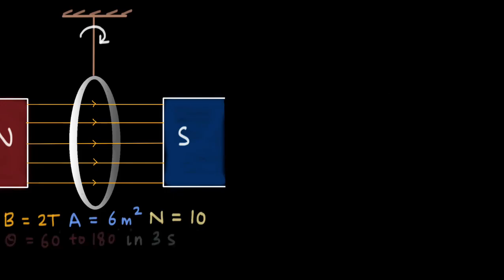Now this coil rotates from an angle of 60 degrees to an angle of 180 degrees in 3 seconds. This theta is the angle between the magnetic field vector and the area vector of the coil. The question is to figure out what is the average induced EMF when the coil rotates from 60 degrees to 180 degrees in 3 seconds. Why don't you pause the video and try this one on your own first?